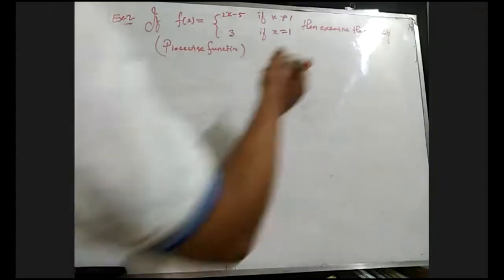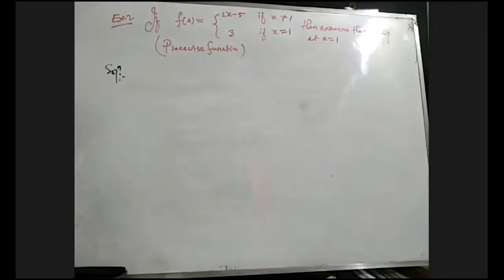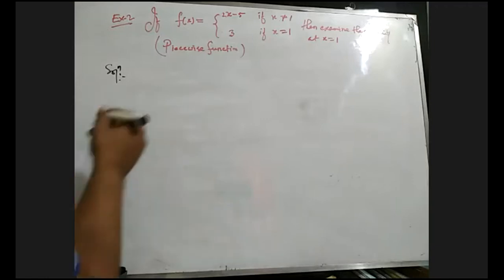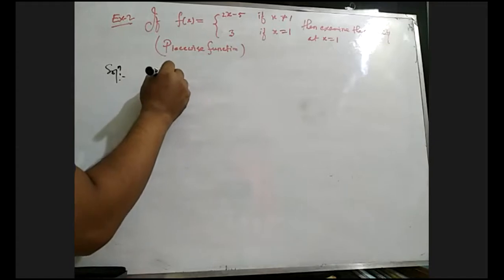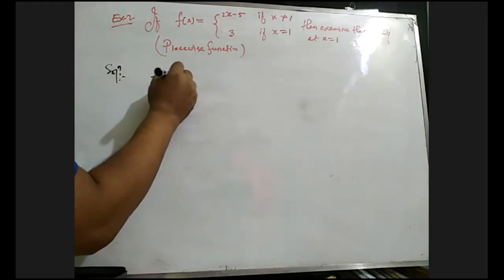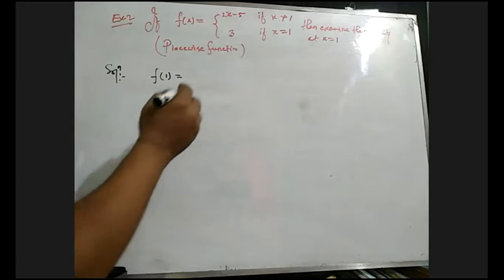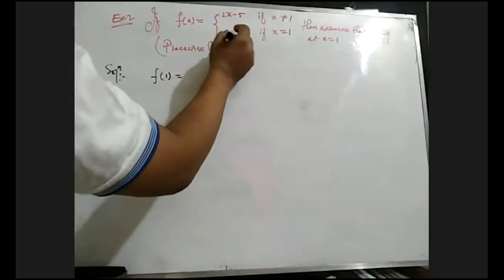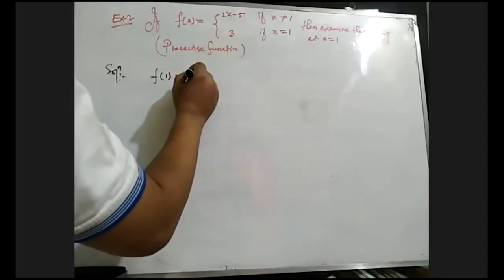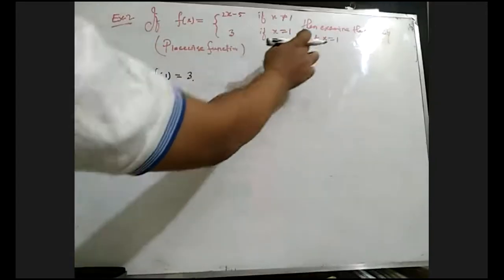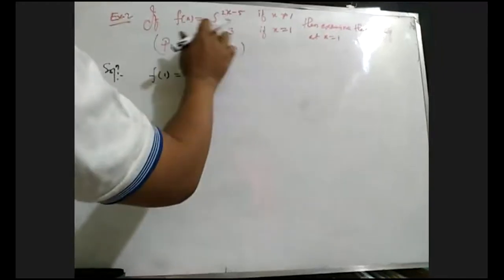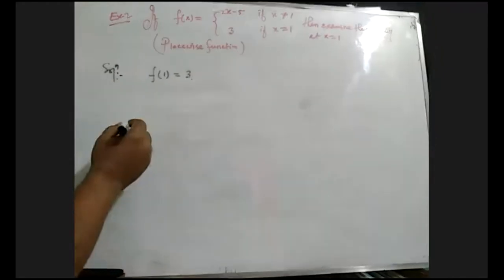Continuity at x equals 1. For this, first of all, we have to find the functional value of the given function at x equals 1. What's the functional value actually? This is 3. From the given function, we observe that at x equals 1, f of x equals 3. This is why f of 1 equals 3.